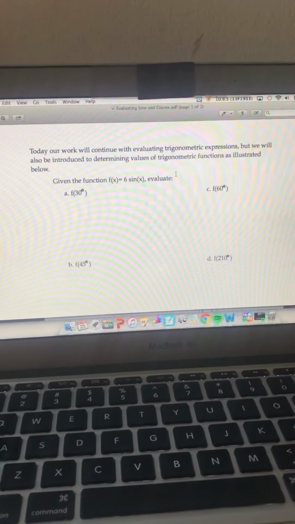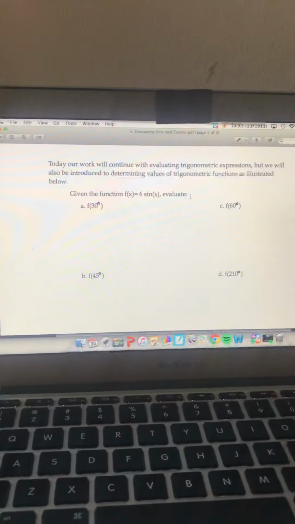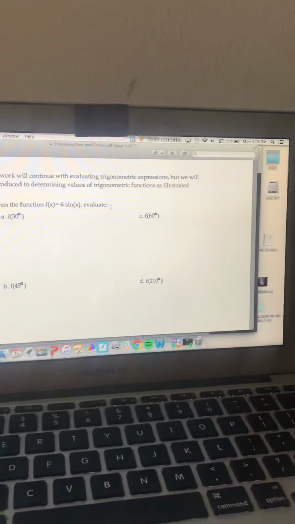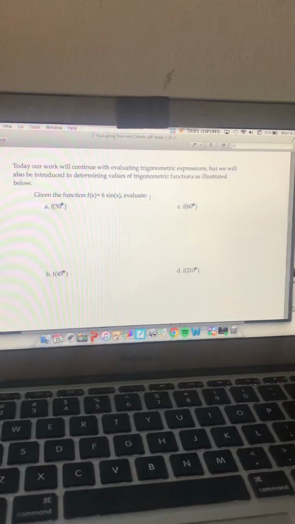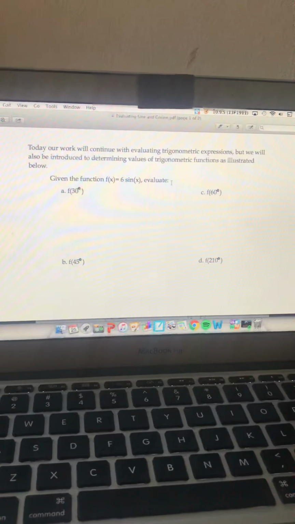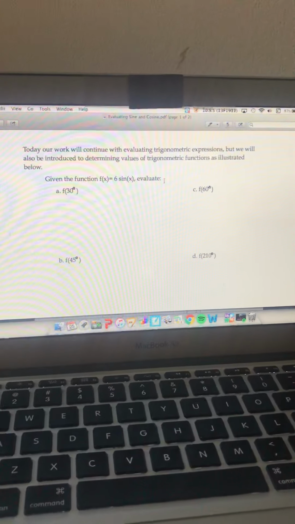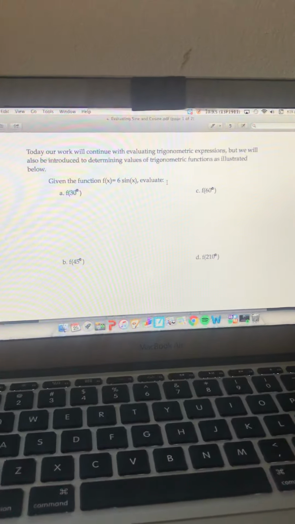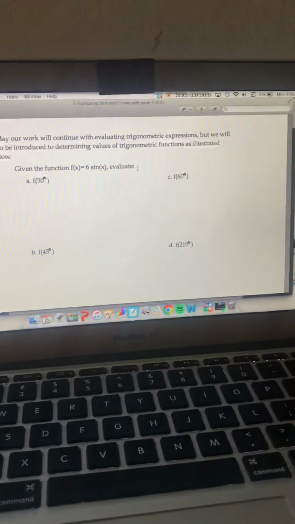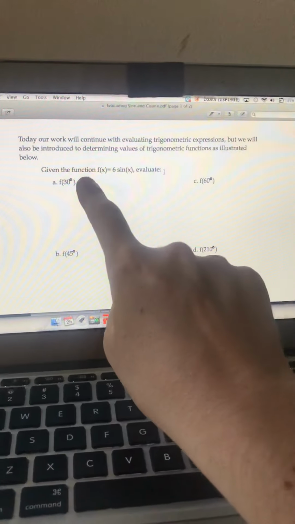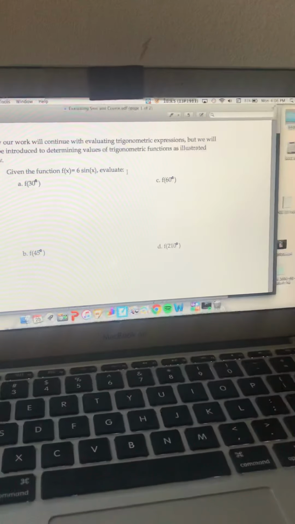All right. Today, moving right along, that was all old news, a little refresher for you. We are going to continue evaluating our trig expressions, but we're going to be using different angles from our unit circle to help us there. And we're going to be given a function. So notice here I'm giving the function f of x equals 6 sine of x. And I want you to evaluate each of those.